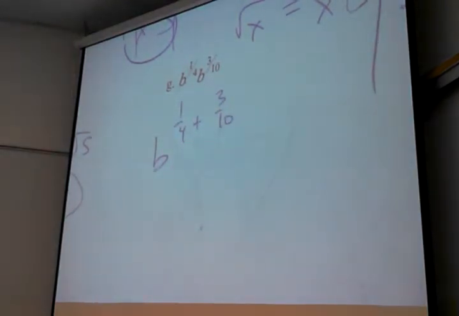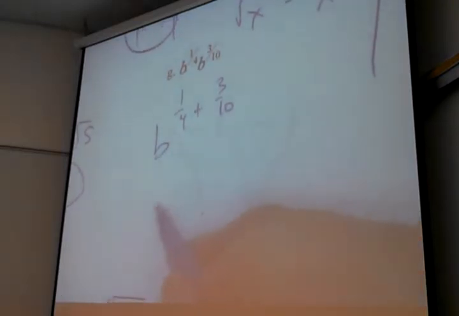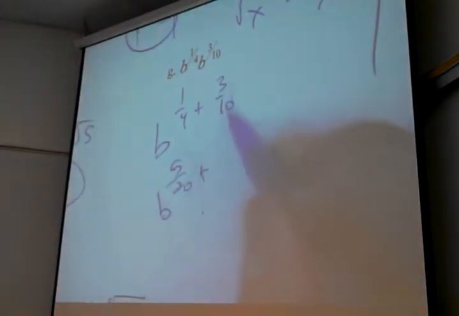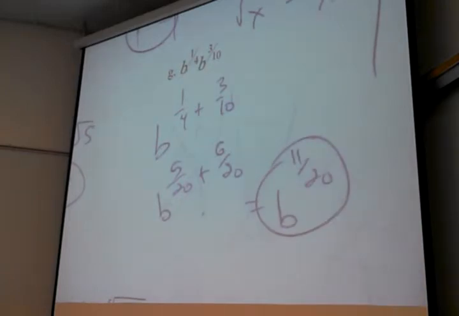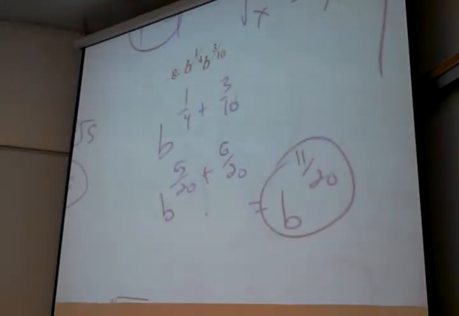Get like denominators. What's the LCD? 20. So this will be 5 20ths plus 6 20ths, which is b to the 11 20ths. Cool. I like it. Don't forget, don't tell me the answer is 11 20ths. The answer is b to the 11 20ths power.